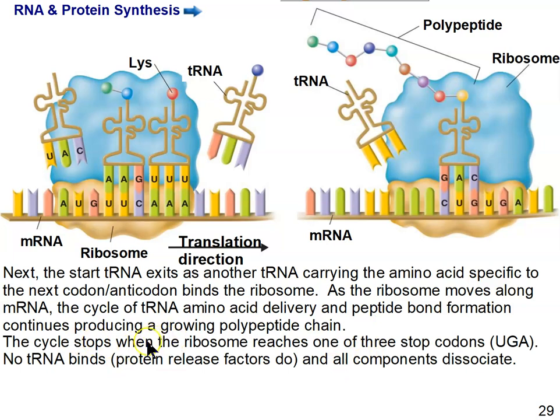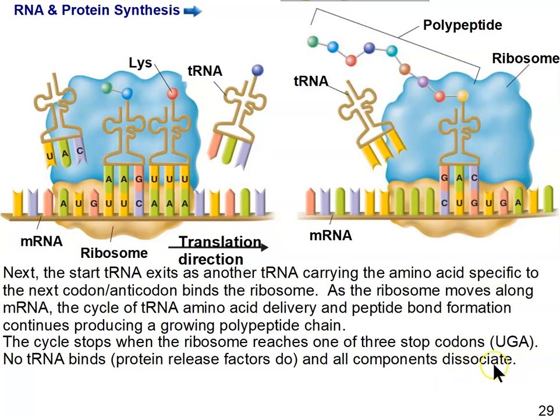The cycle stops when the ribosome reaches 1 of 3 stop codons. So you can look back on the circular genetic code table or wheel. UGA is one of those, and there it is, UGA. Notice that there's no transfer RNA that's binding to it, though. No transfer RNA binds. There are protein release factors that do. So once a stop codon is reached, these proteins bind to the ribosome and cause everything to come apart.